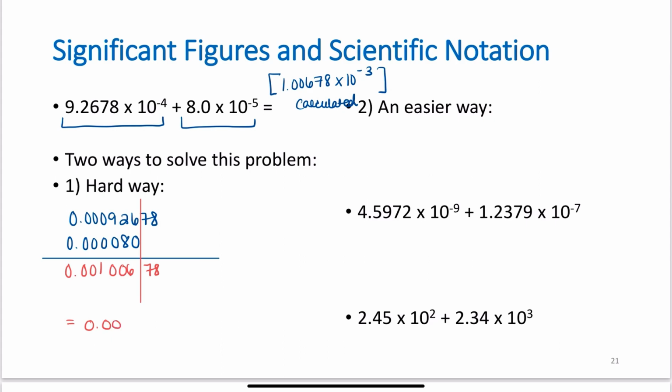So I can say 0.001007, or matching to my calculator, I can say 1.007 times 10 to the minus third. Absolutely correct. And you are welcome to do that if you would like. That is totally fine.